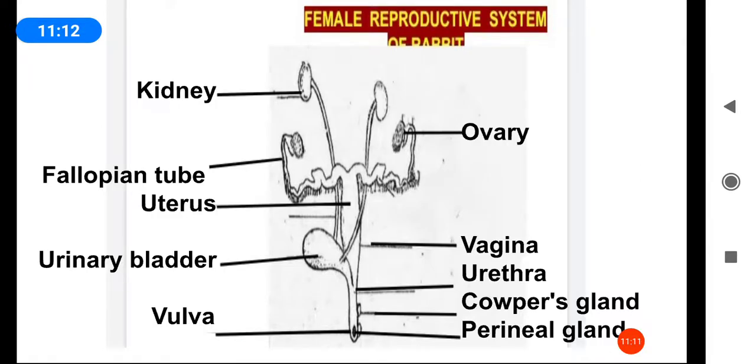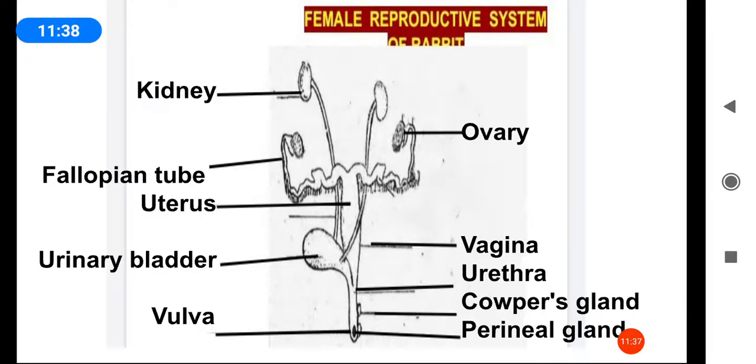The female reproductive system of rabbit consists of a pair of ovaries. These ovaries are small ovoid structures. These ovaries are located behind the kidneys in the abdominal cavity. A pair of oviducts open into the body cavity by a funnel-shaped opening from each side of the ovary.